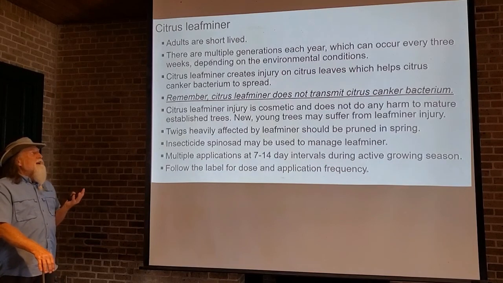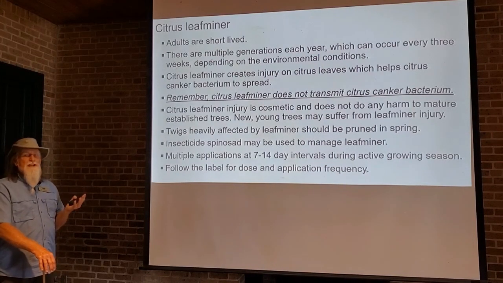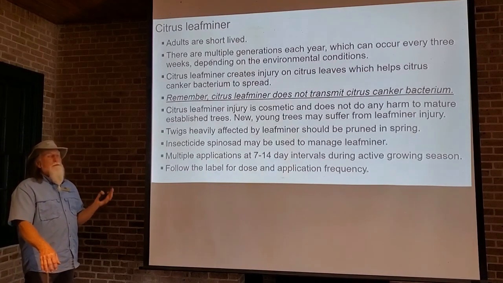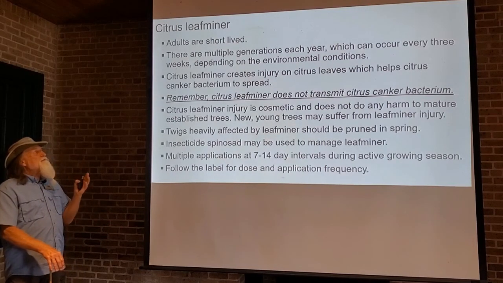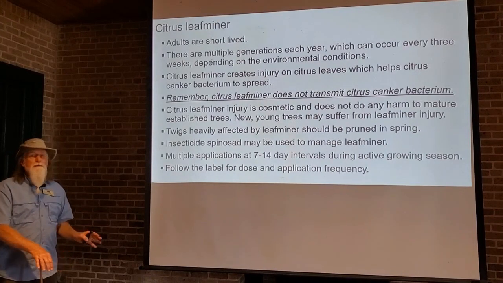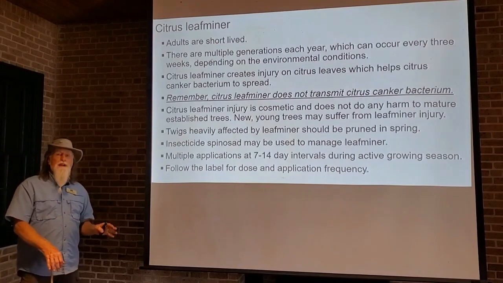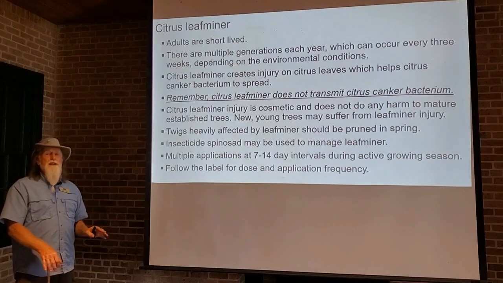Now the leaf miner injury is created on the leaves, and this injury can help the citrus canker bacterium find an entry point into the plant. So the leaf miner damage can help to increase the spread of citrus canker. However, do remember, the leaf miner does not transmit the citrus canker bacterium. Having leaf miners, they're not moving the bacterium around.